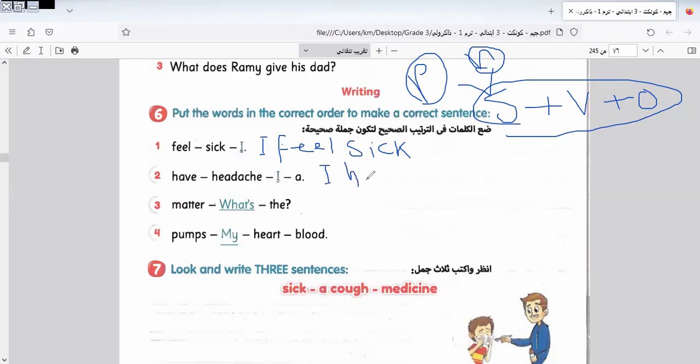Where is the verb have? I have what? I have a headache. This is the component of the sentence. Okay, so you must write it in the correct way. If you rewrite this rule, you can answer this question in the correct way. I will leave the rest for you to do by yourself.